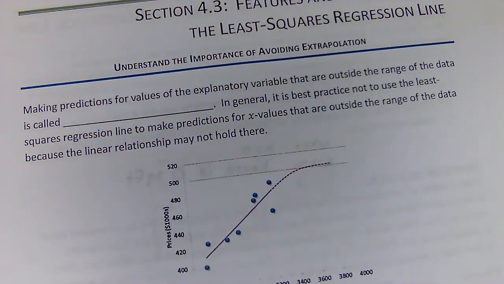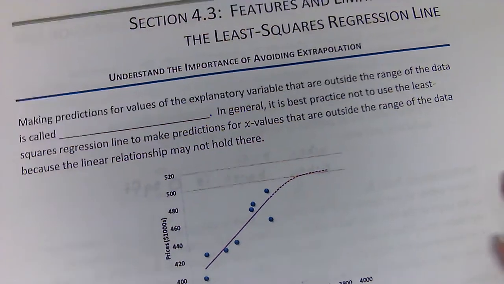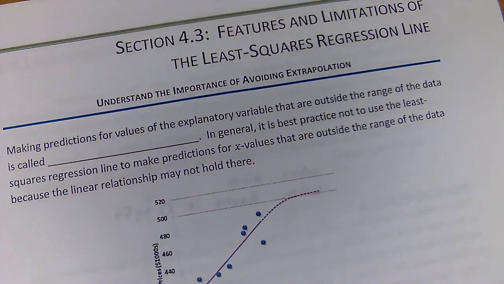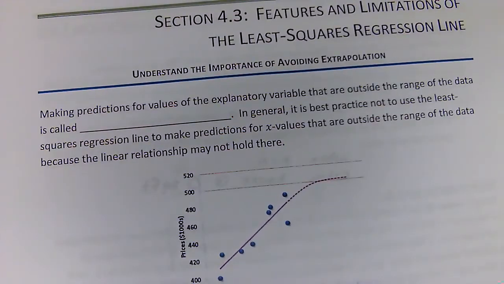We've already talked about how to find the correlation between two variables. We've talked about how to find the least squares regression line, the linear regression. But we need to talk about some of the features and limitations of that. The first one is, if you want to make predictions for values of the explanatory variable, what if they're outside the range of the data? Well, that is called extrapolation.